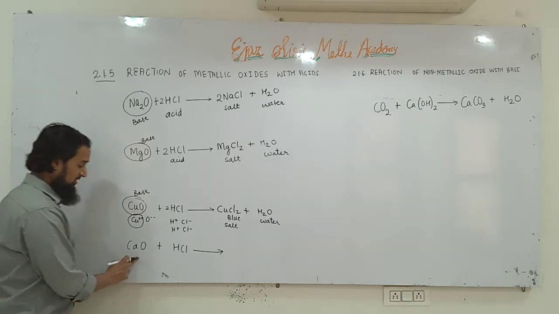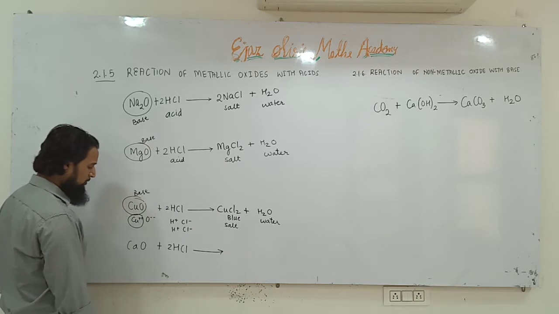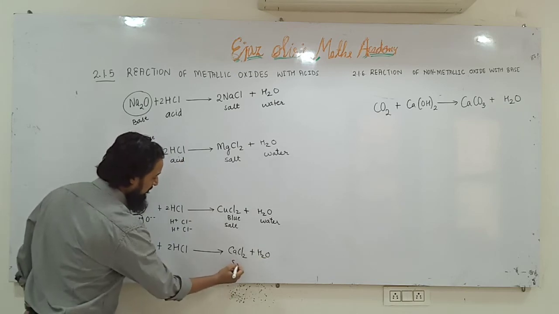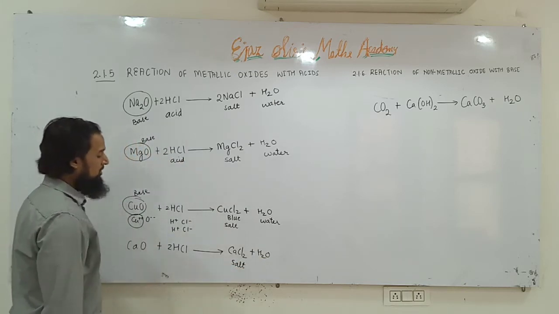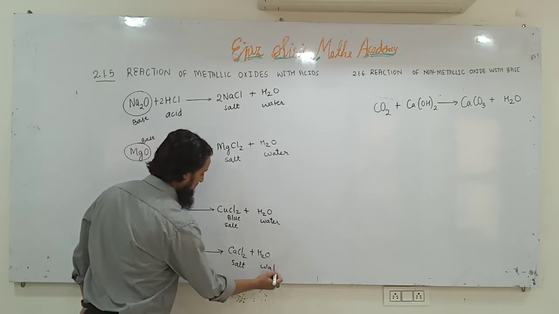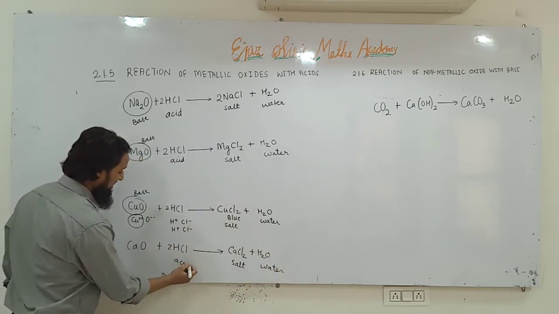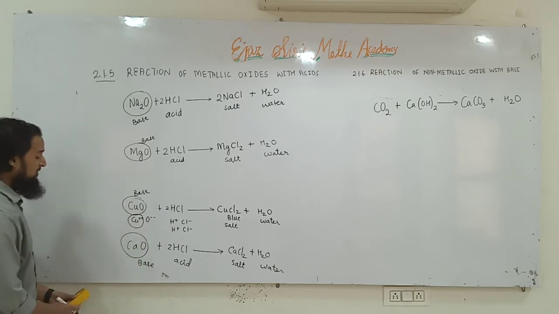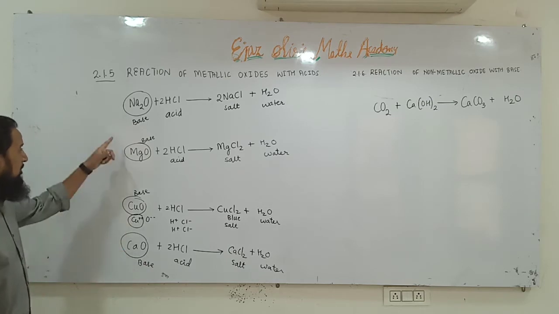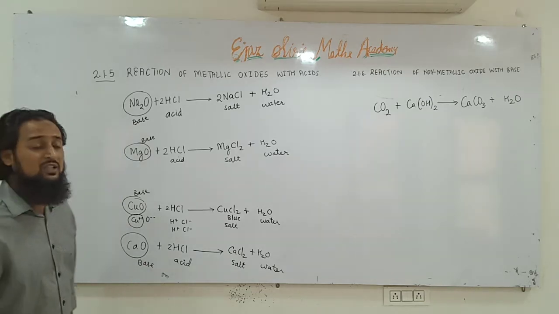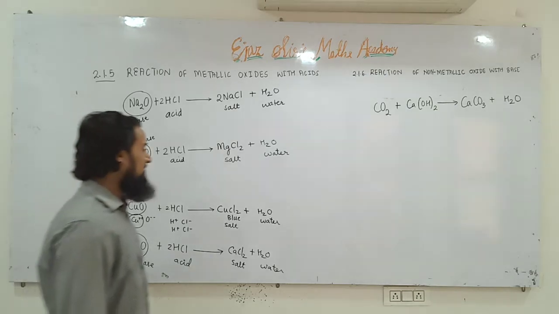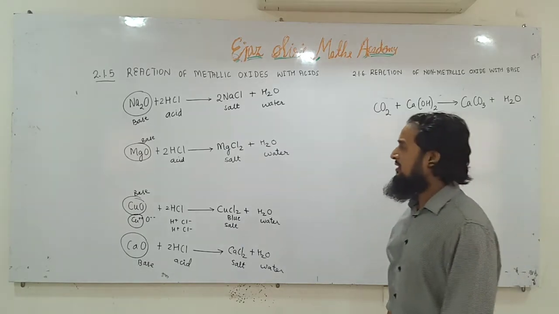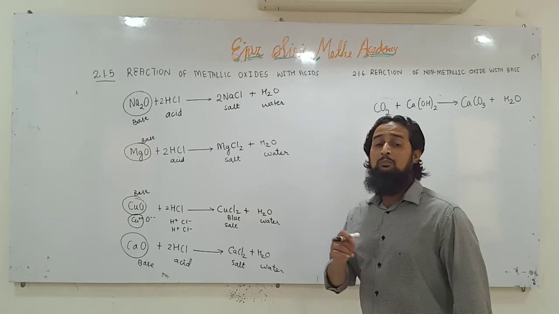This is calcium oxide. Again the same thing. It will become 2 and here it will be calcium chloride plus H2O. Calcium chloride, ide is salt and H2O is no doubt water. So salt plus water and hydrochloric acid is an acid. So calcium oxide also is behaving like a base. Okay. So all metallic oxides behave like bases except zinc oxide and aluminum oxide. I will explain, they are amphoteric in nature. So we derive a conclusion that metallic oxides are basic in nature.